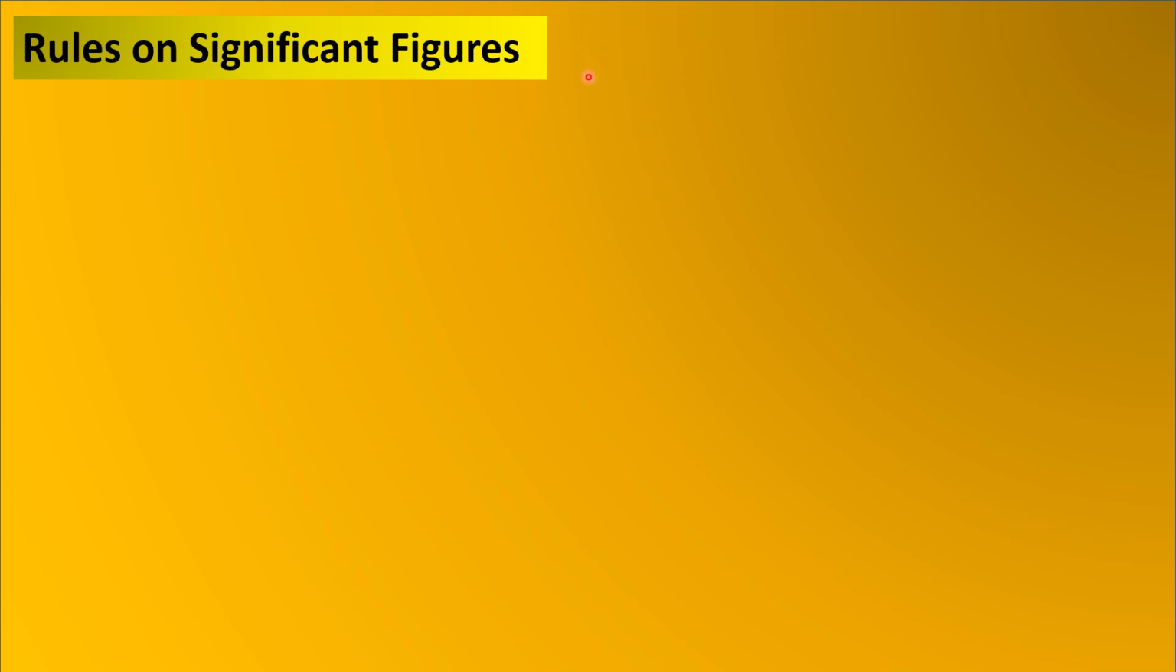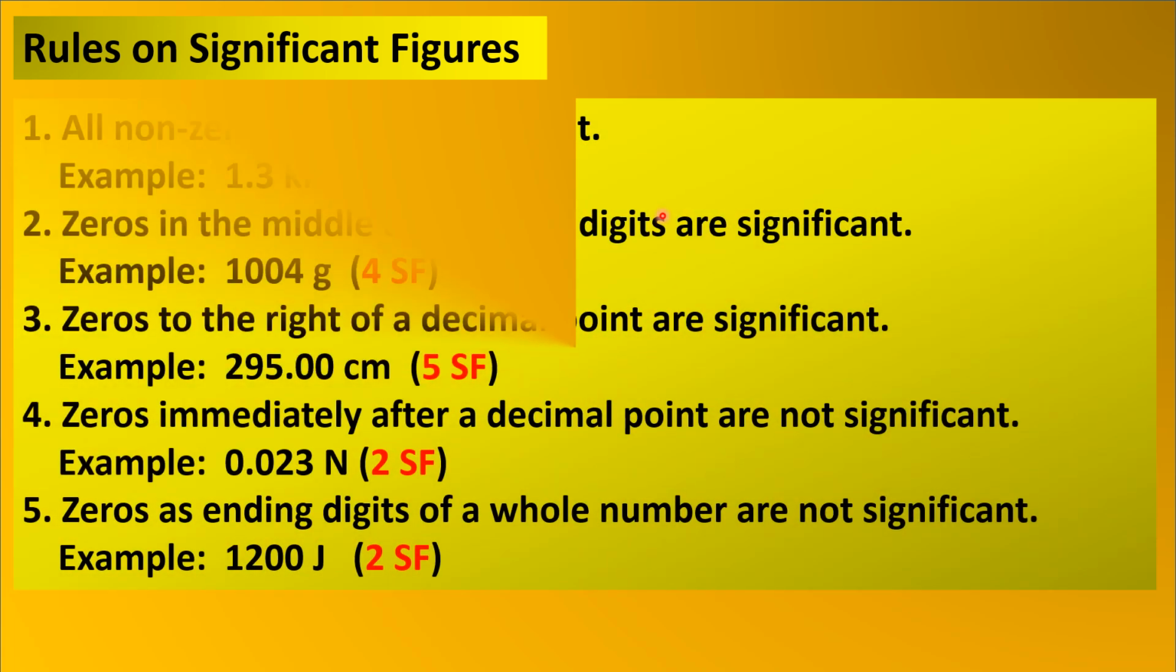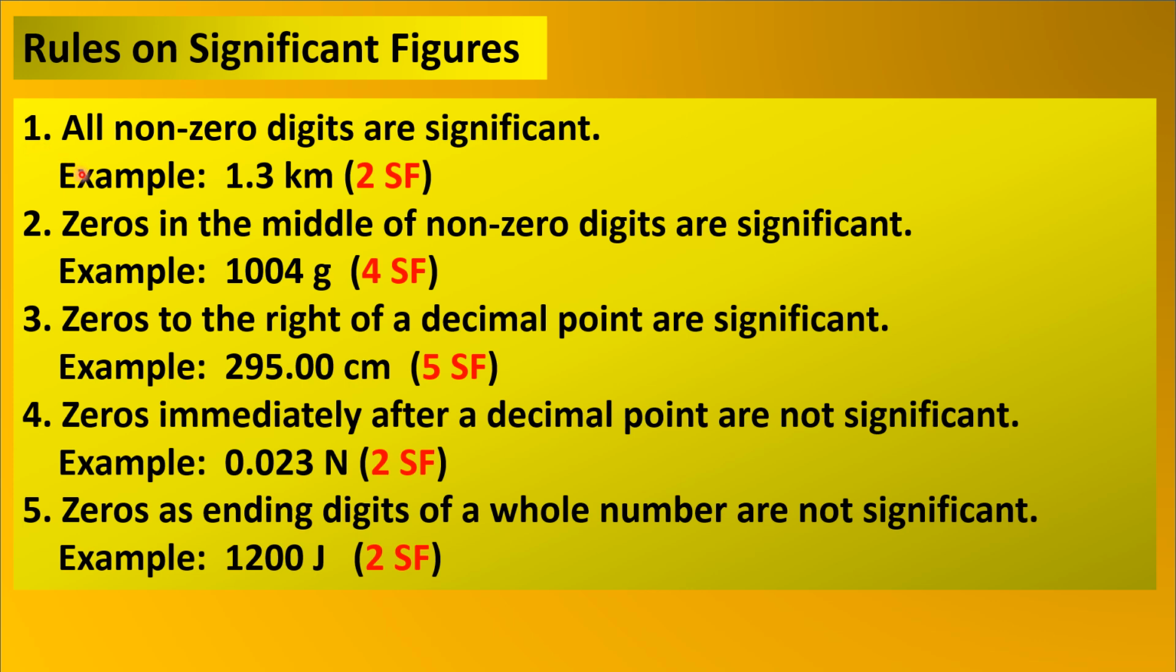There are certain rules in determining the number of significant figures from a given measured quantity. Rule number 1 says that all non-zero digits are considered significant. Example, 1.3 kilometers. This measurement has two significant figures. Both 1 and 3 are significant. Rule number 2, zeros in the middle of non-zero digits are significant. Example, 1004 grams. All the digits 1, 0, 0, and 4 are considered significant, so there are 4 significant figures.